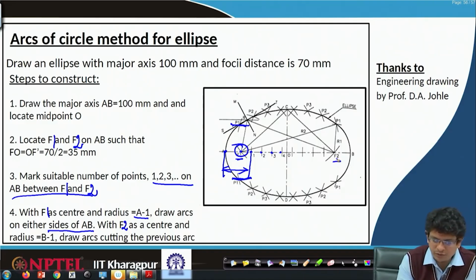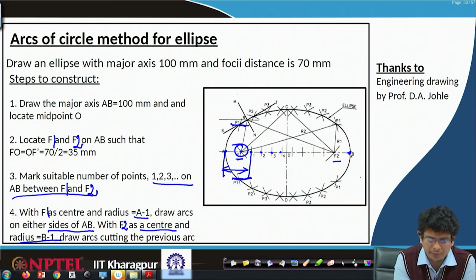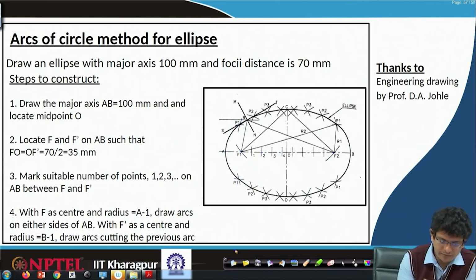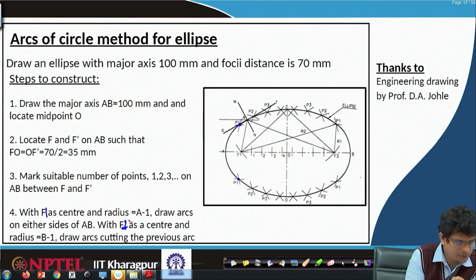Now, with focus F2 as the center and radius B1. So, B is here, and B1 is that. So, with the B to 1 distance, but center F2, make an arc in this direction. Similarly, make it on that side. Once we are done, we will have this point P1 and P1 prime. These are F1 and F2.